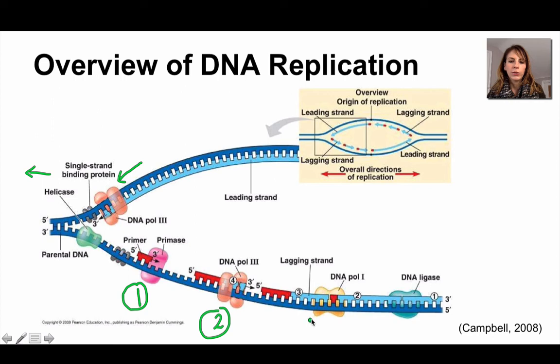In the third step, DNA polymerase 1 is responsible for grabbing onto the 3' end of this fragment and removing the primer for the next fragment. And then finally, in the fourth step, DNA ligase comes along and it seals up the backbone of that lagging strand. So ultimately, we will get a continuous piece of DNA.